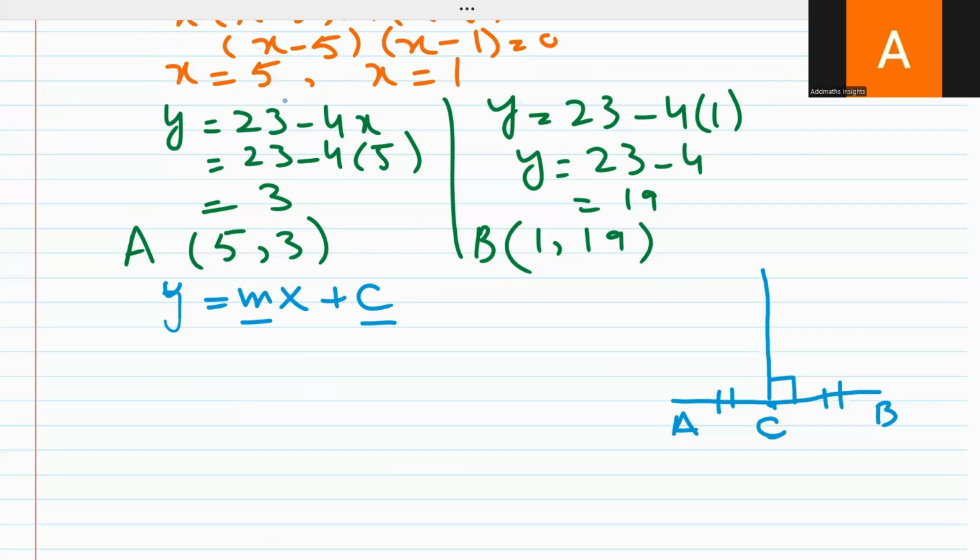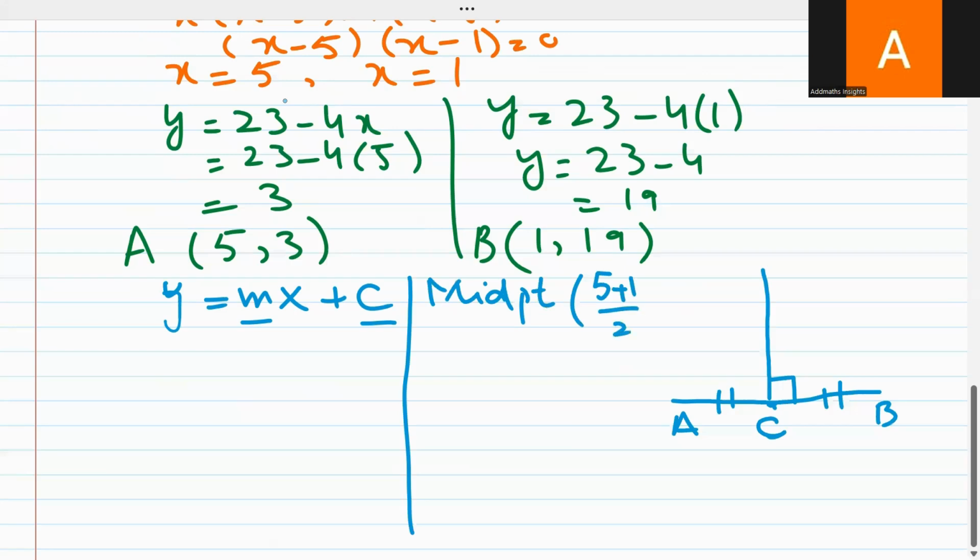We have a formula for finding the midpoint. The midpoint is 5 plus 1, which is x1 plus x2 over 2, comma, y1 plus y2 over 2. So this is 3 and 11. We'll use this point to find the value of the y-intercept c. And you also need the gradient.